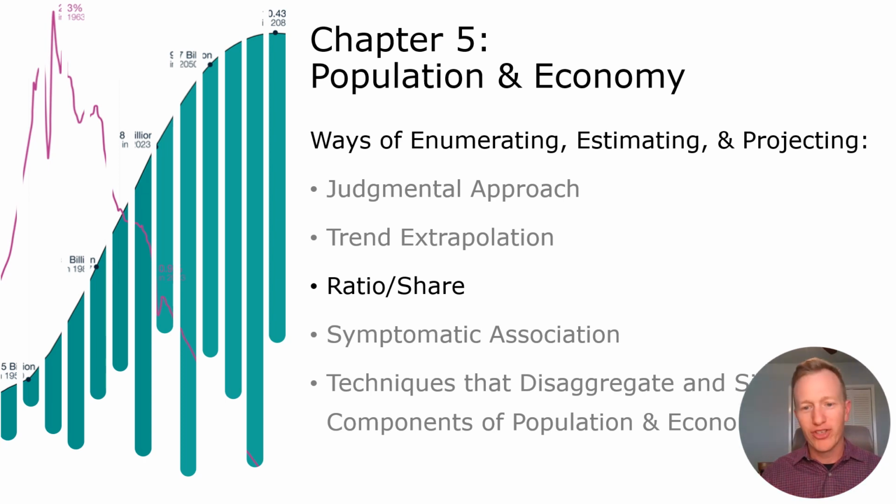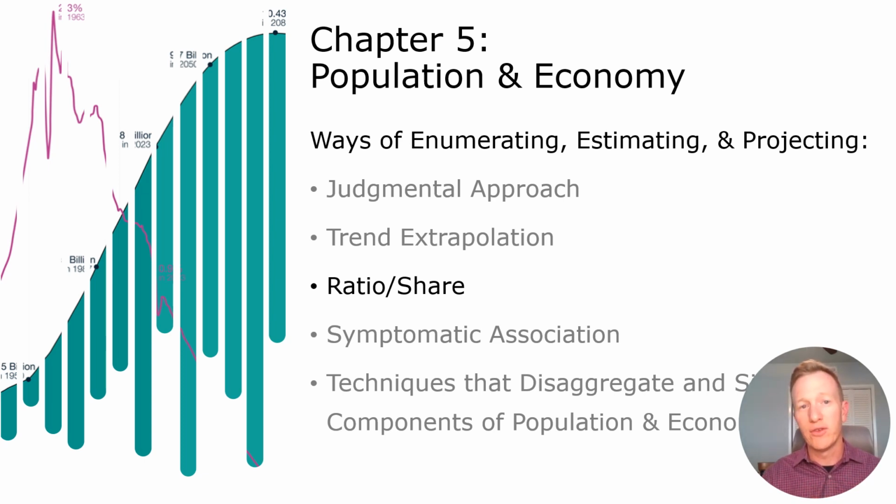So we talked about the judgmental approach, we talked about trend extrapolation. In the third section, we have ratio and share. In ratio and share, you're really looking at the relationship between a total population and a subgroup, or a parent population and a child population. And you're using that relationship to project or estimate. So you're looking at the percentage of a group in comparison to the total.